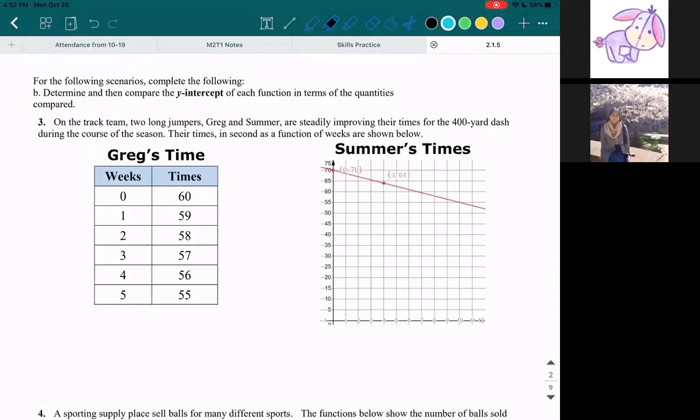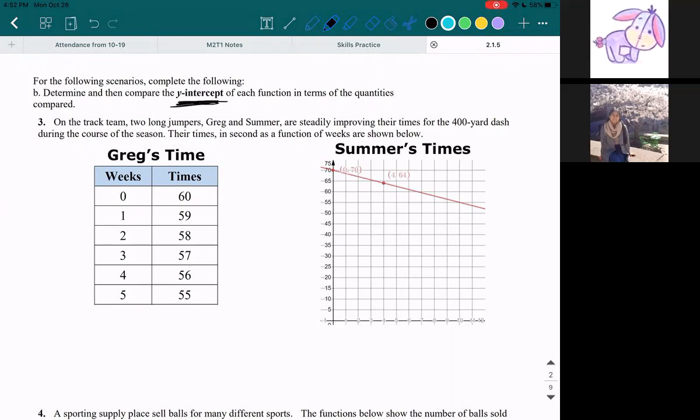So for this section, it says, for the following scenarios, complete the following. Determine and then compare the y-intercept of each function in terms of the quantities compared. On the track team, two long jumpers, Greg and Summer, are steadily improving their times for the 400-yard dash during the course of the season. Their times in seconds as a function of weeks are shown below. So it's the same situation, except this time we are comparing y-intercepts.